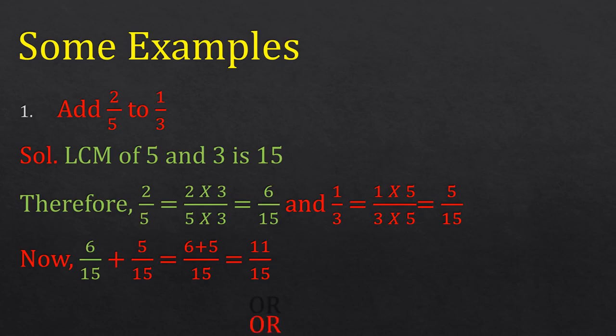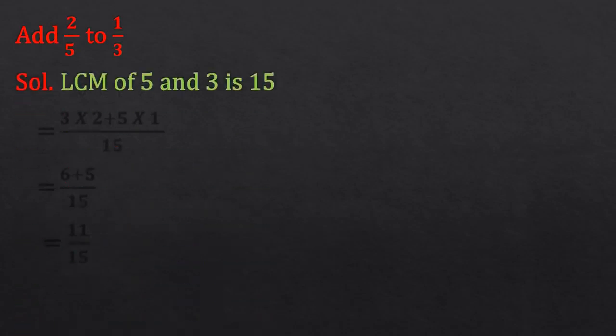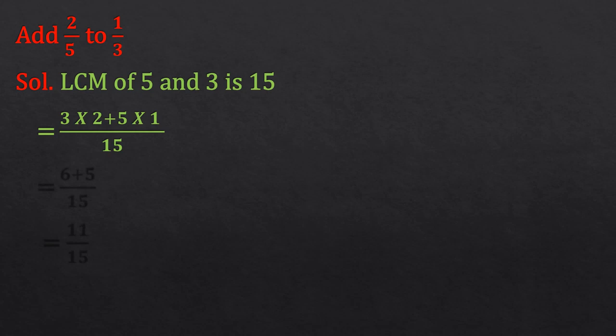Now see the second way of doing this sum. Add 2 upon 5 to 1 upon 3. This was our question. We have taken the LCM. LCM of 5 and 3 is 15. Now what you will do, instead of converting both the fractions separately into equivalent like fractions, we do it in a single step. Write down the common denominator as 15.